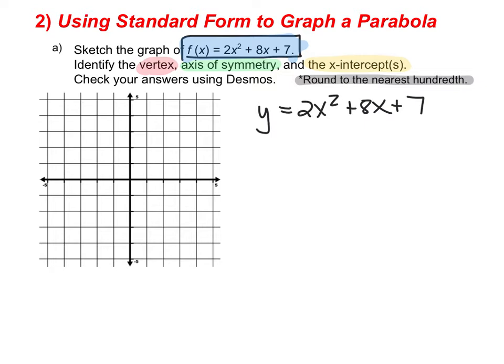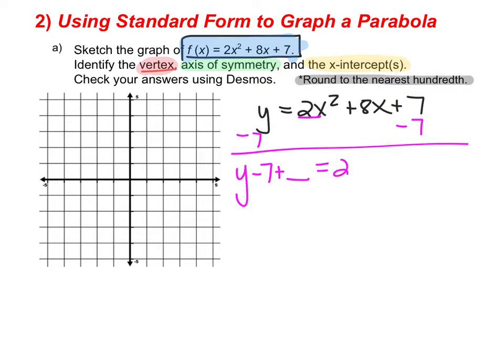So to get our vertex, we're going to go ahead and convert this into standard form. Just like before in the last example, let's move the constant to the other side. So we'd have y minus 7 plus a blank to complete the square equals, let's factor out this 2. That'll leave us with x squared plus 4x, and we're going to put a blank to complete the square.